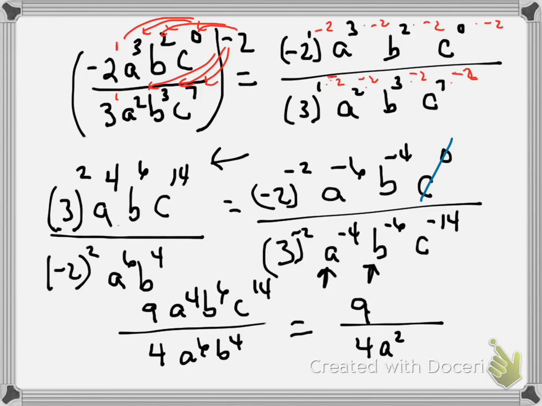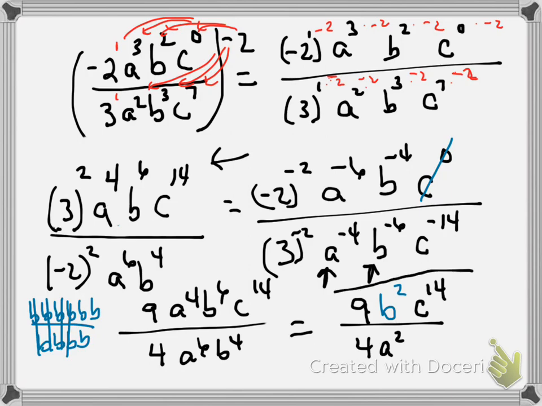Alright, look at the b's. You have 6 b's on the top bunk, and you have 4 on the bottom. If you match them, how many do you have left and where? So you have 2 b's on the top. C to the 14th, you don't have any c's on the bottom, so c to the 14th will stay on the top bunk. And this is our answer.